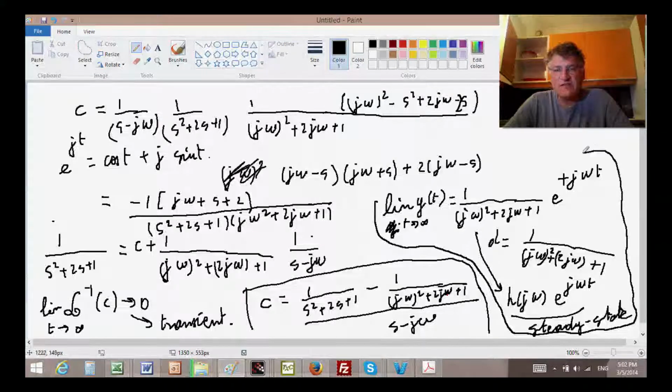Which is that the steady state component of the response, for a sinusoidal input possibly decomposed or recomposed as a complex exponential, is equal to the evaluation of the transfer function at the frequency j omega, at the frequency omega of interest, times e to the j omega t.